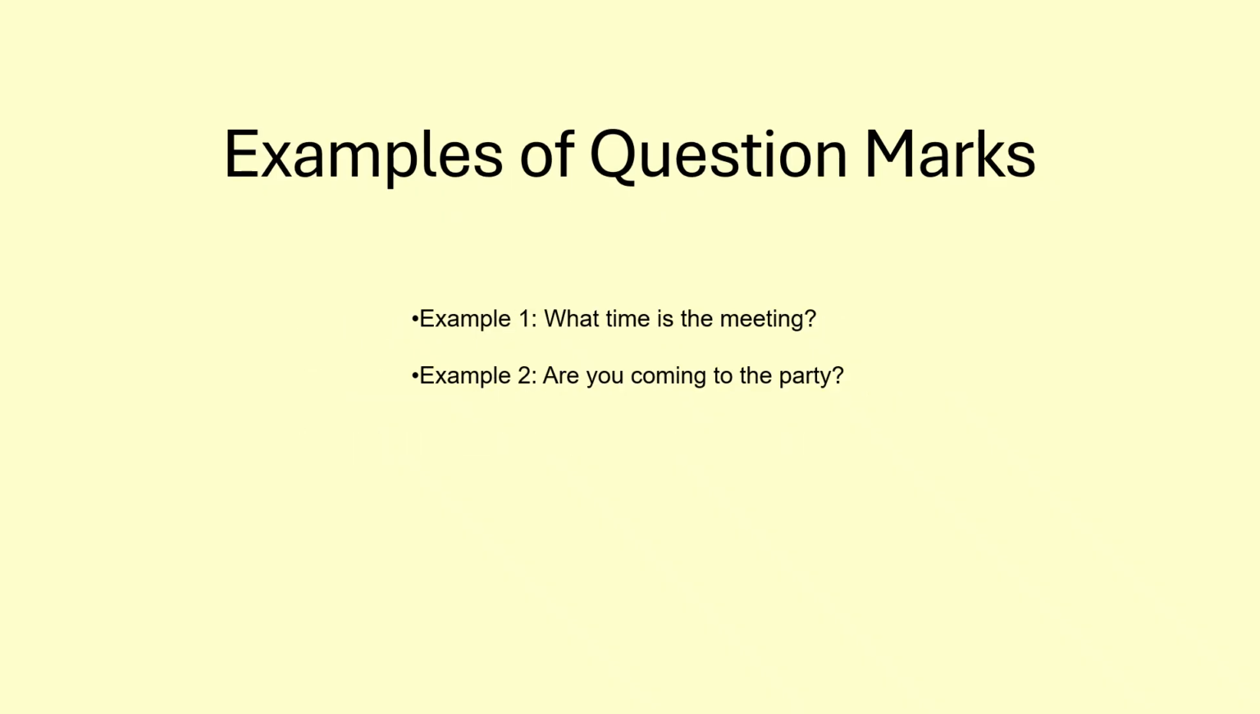Examples then of question marks. What time is the meeting? Obviously, we've got a question mark there at the end of that sentence, and that indicates to us that some kind of response is needed. So we need to know what time the meeting is. So we've got that question mark to denote that an answer or a response is expected.